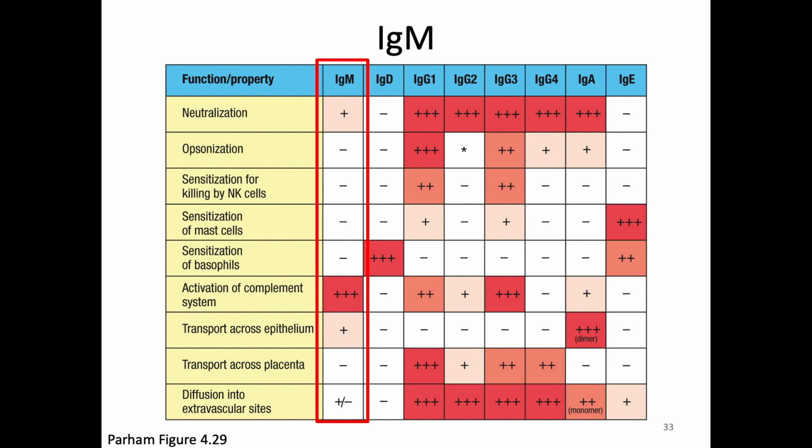But IgM also is really an all-star at one function. When you look at this table, what function should you associate with IgM based on this table? Yeah, Andrew. Activation of the complement system. IgM is the all-star in terms of activating complement. Yes, some other ones kind of can, but again, if I think about complement, I only ever think about IgM.